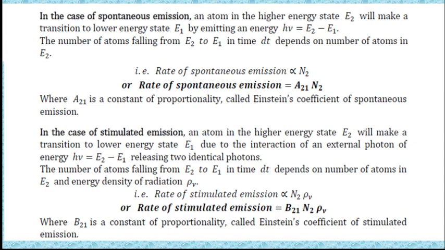And the last one is the stimulated emission. An atom in the higher energy level E2 will make a transition to the lower energy level E1 when it interacts with a photon of energy h nu equal to E2 minus E1, the energy difference of the two levels. When it makes a downward transition due to the interaction with the photon, two identical photons will be emitted.